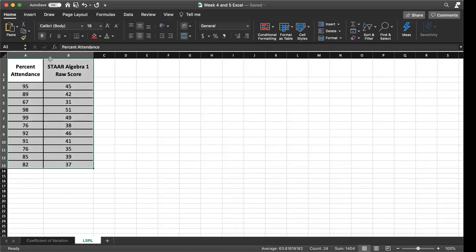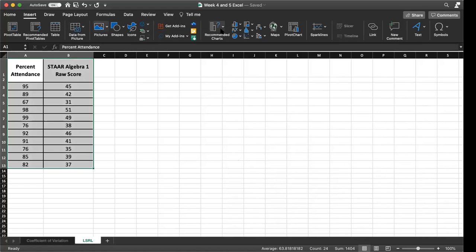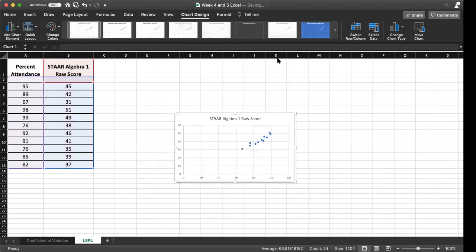Highlight this data, and we're gonna go to Insert. So when I go to Insert, I want to do Recommended Charts. If I do a recommended chart, your first chart is going to be your scatter plot, right? And that's the chart I want to use here.